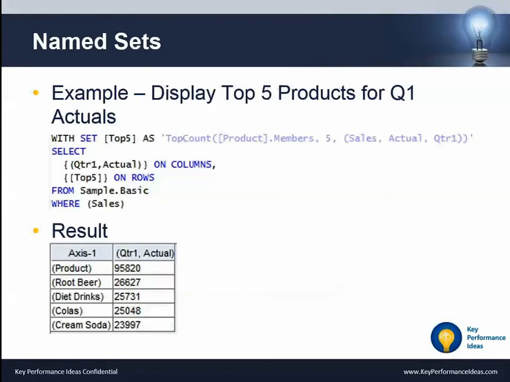And then what we can see in our select statement is we're picking quarter one and actual on our columns, and we're picking this named set of Top5 on our rows. And then this is the result, where we're getting the products on the column that's labeled Axis 1, and then we're getting the sales on our quarter one actual.